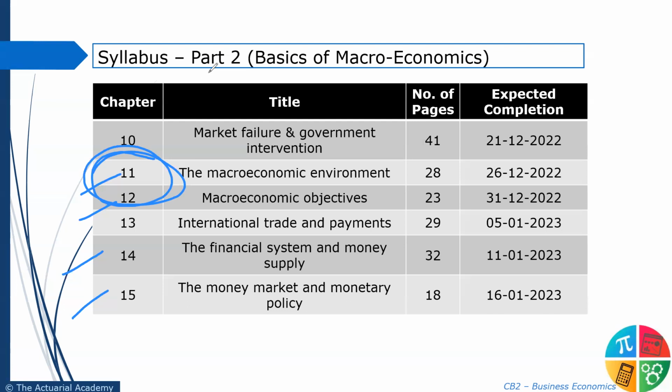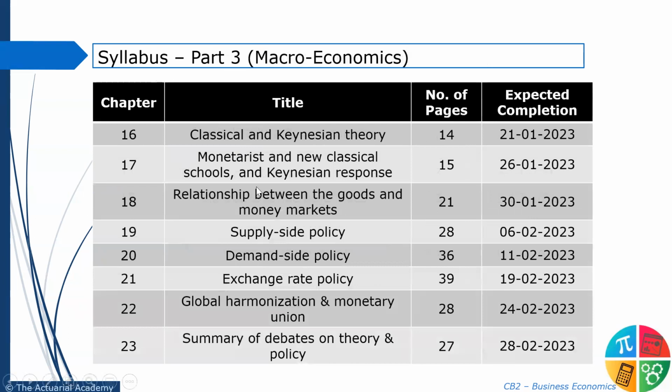So this is part 2 of our syllabus, and moving on to part 3, which is proper pure macroeconomics. It consists of government policies, and theories from different schools of economics. So in economics, no theory or no opinion is completely correct.